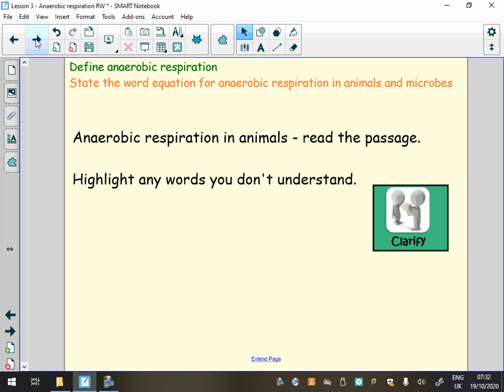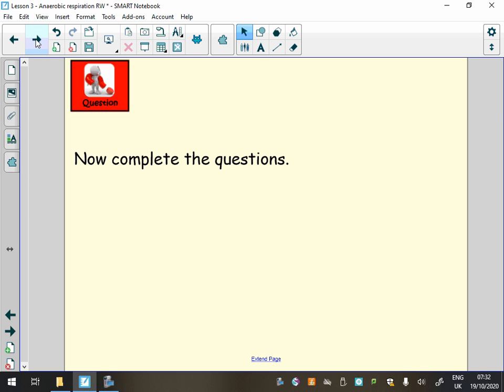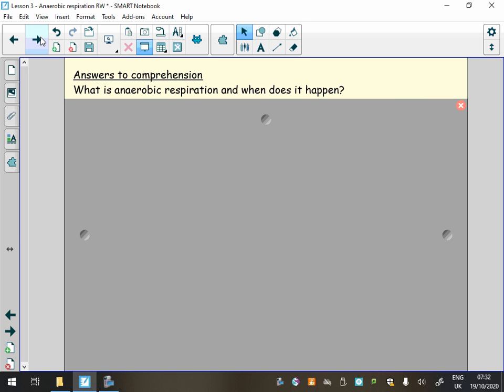Okay, so the first thing we need to have a go at is defining aerobic respiration. I've attached a worksheet where you need to read through the passage, highlight any words that you don't understand, and obviously I would normally clarify those for you in lesson, but you could use a dictionary on the internet, or look on the internet somewhere else to find those definitions for the words you're not sure about. On that same worksheet, you should have some questions to answer, and hopefully you'll be able to do that with the information that's on the sheet. And then there are answers here.